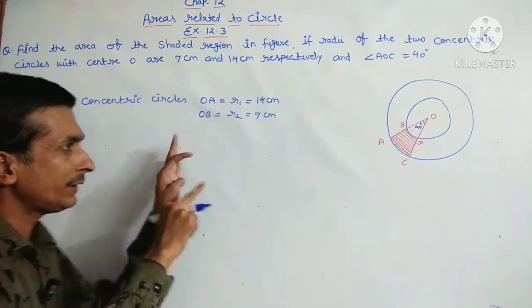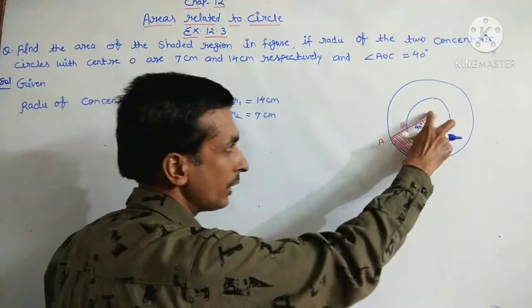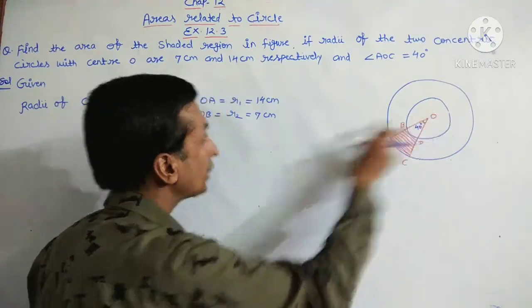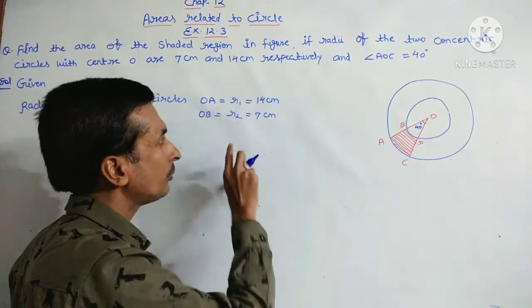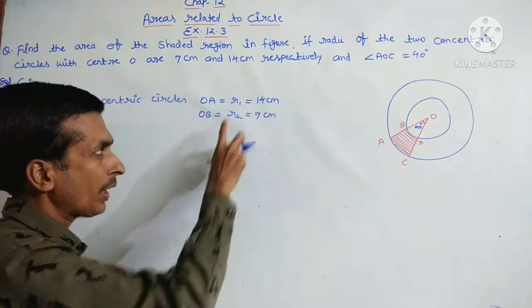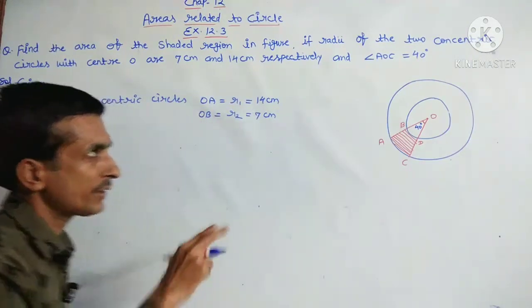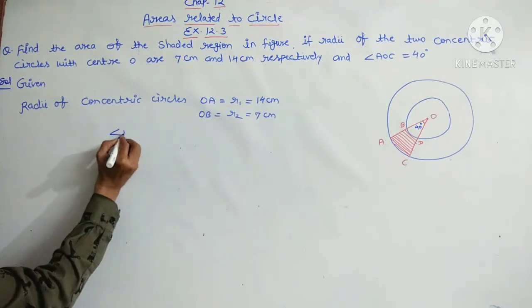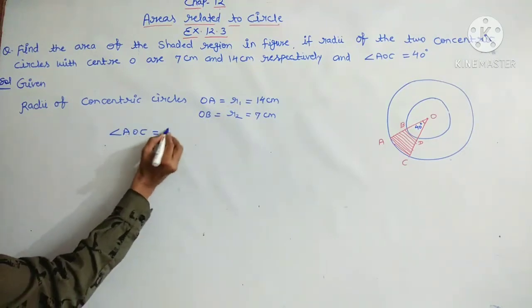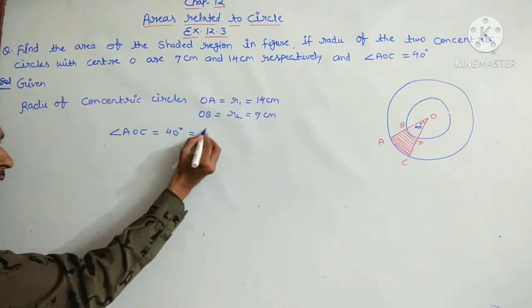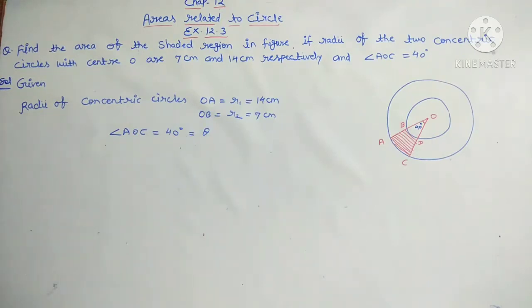Now you can see here there are two circles. The first circle has radius OA, which is 14, so we will assume R1. The second one is R2 equal to 7 centimeters. The angle is given, angle AOC is equal to 40 degrees, so that will be the theta also. Now you can apply the formula. We have to find the area of the shaded region.